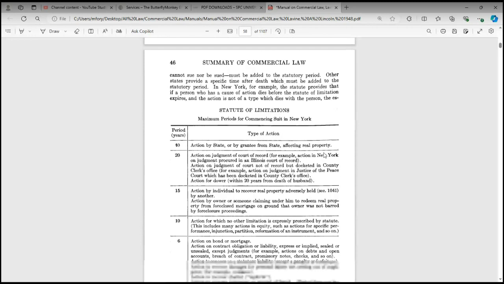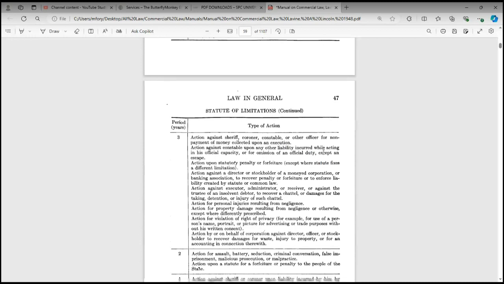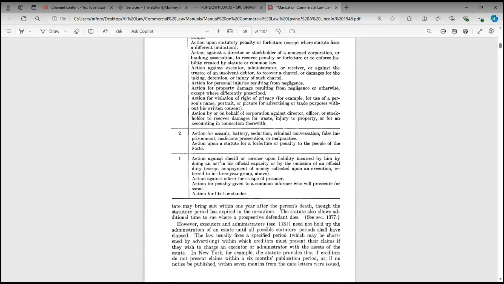I ain't gonna read them all, but that's 3 years, 2 years. Action against the sheriff or coroner upon liability incurred by him on doing an act in his official capacity or by the omission of an official duty, except non-payment of money, collection, exercise.